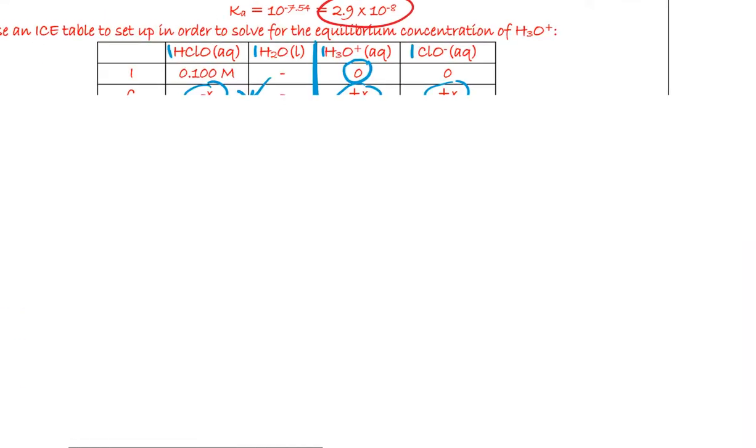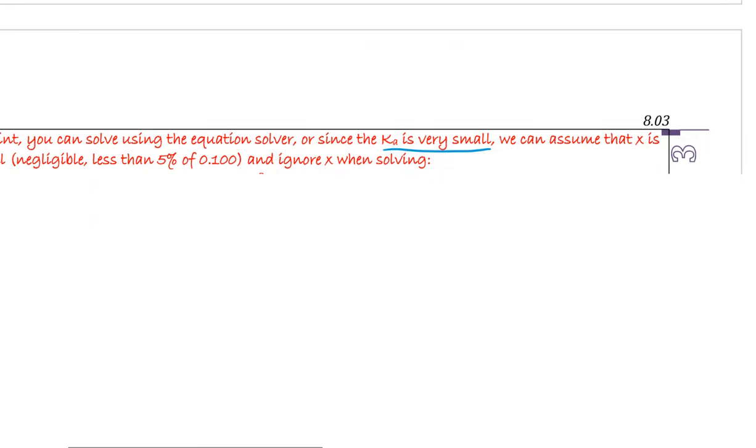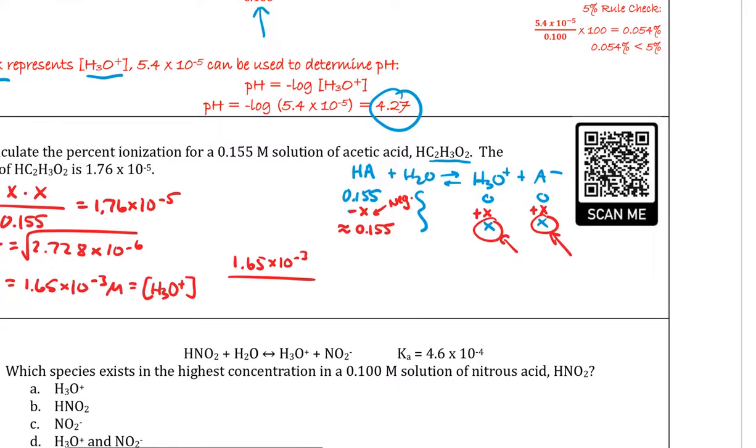So back to our problem here, just to finish out this answer. 0.155 in my denominator times 100, and the percent comes out to be 1.06%. So around 1%, just a little more than that, of the acid particles will have dissociated in the solution for acetic acid in this case. So for that 0.155 moles per liter solution, the percent ionization is only 1%.